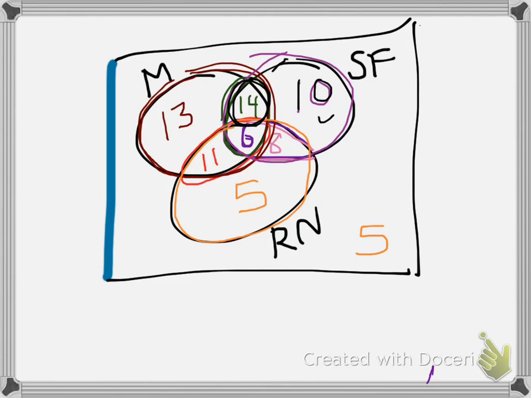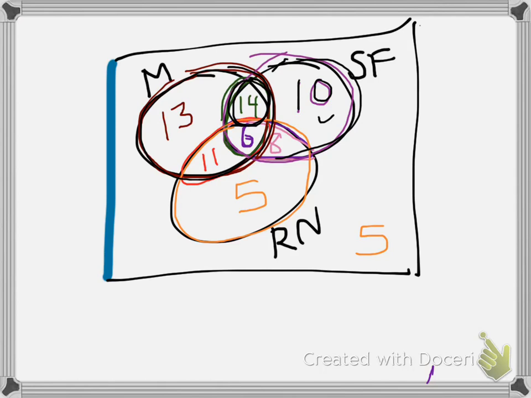C part: how many purchased mysteries or science fiction? Mysteries or science fiction means you have to look at all these regions, or you add all these numbers in the circles M and SF. So you add 13 plus 11 plus 14 plus 6 plus 10 plus 8. That gives you 62. So the answer is 62 for that.